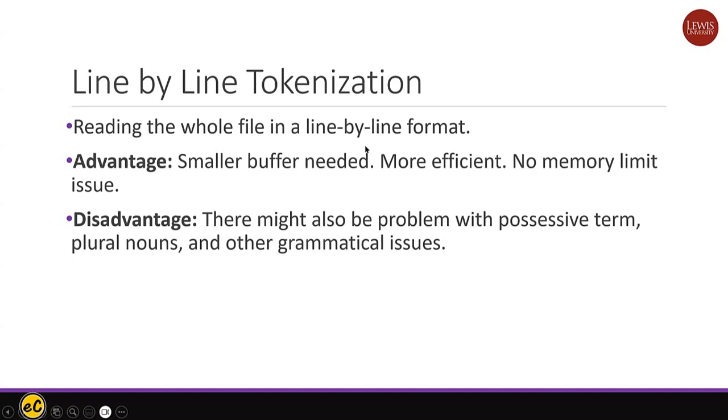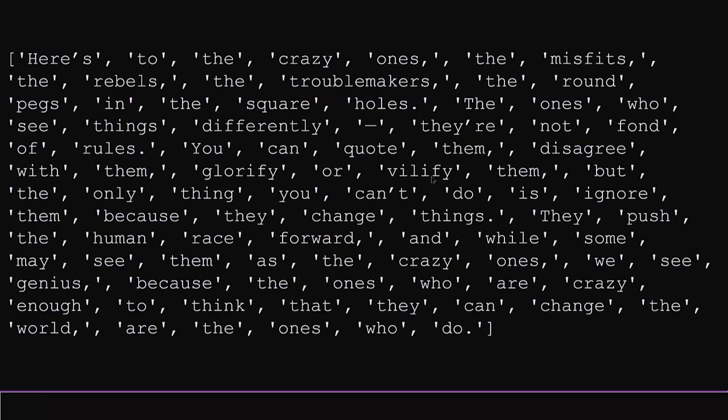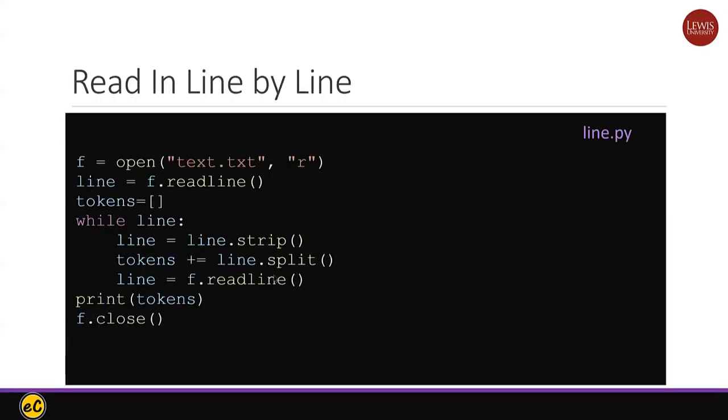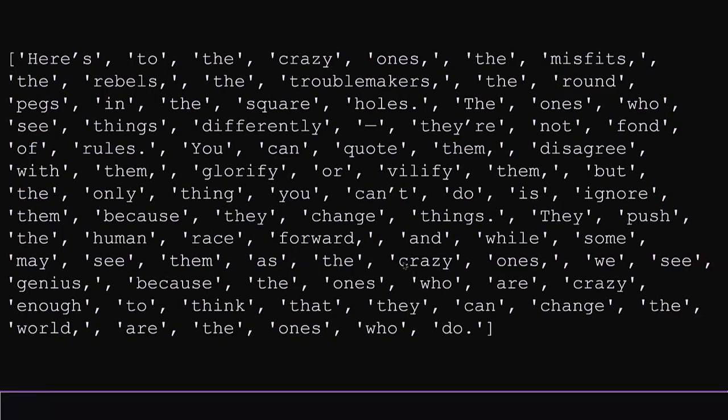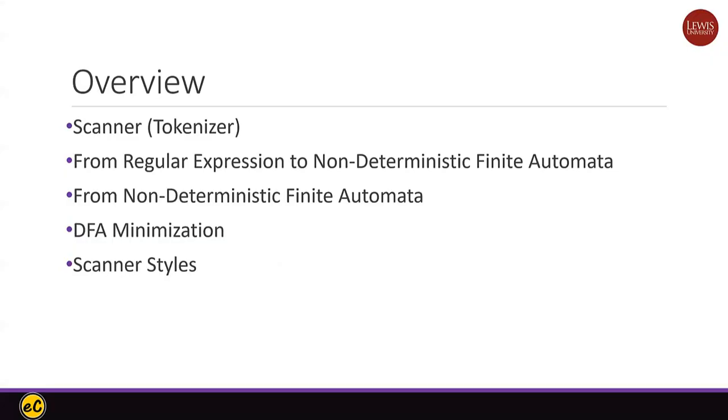And then you can also do line by line tokenization. So you read in a line at a time. In the previous one, you read in the whole file at once. Here you read in line by line. And then you do split on the lines. So same thing, you create almost the same tokens. And then you can also do character by character read in, or word by word read in.